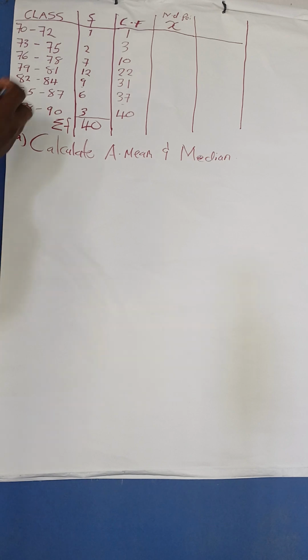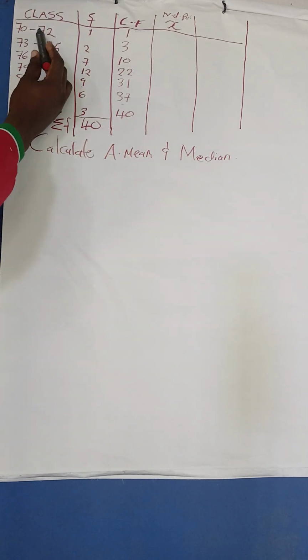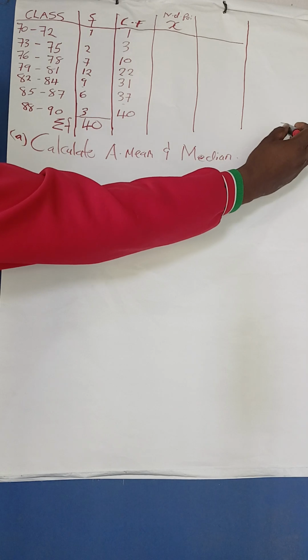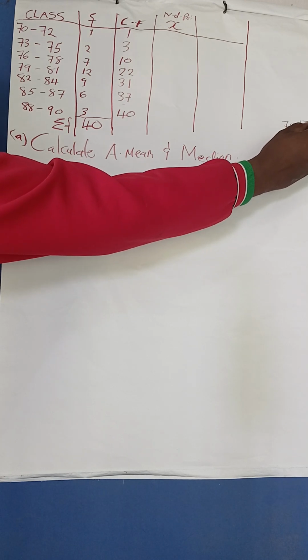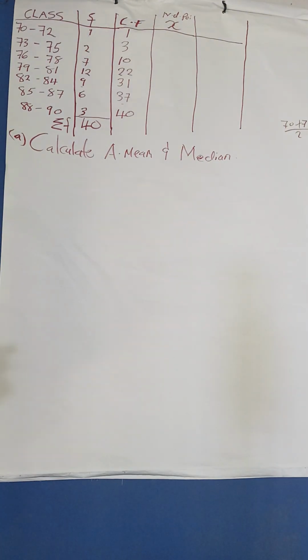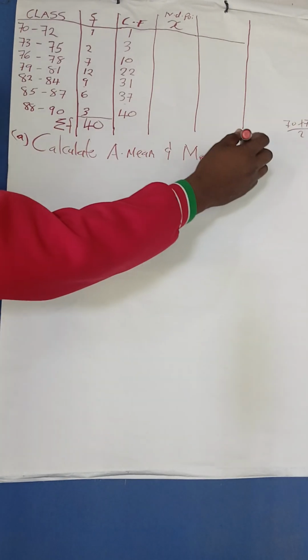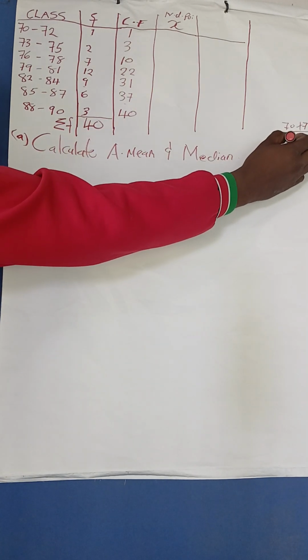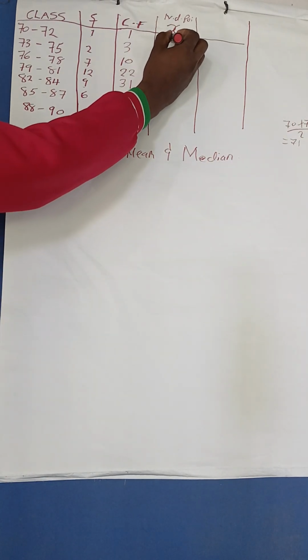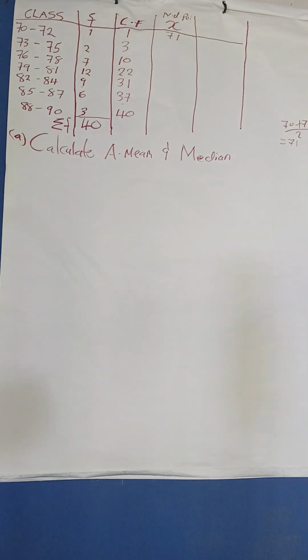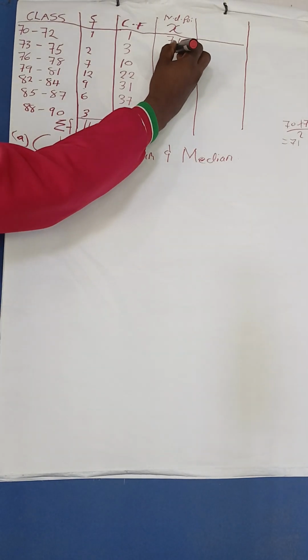For us to get the first X, you add 70 plus 72, then you divide by 2, and you get 71. You come and put it here, 71. That is the midpoint of the class. Then 73 plus 75, you divide by 2, you get 74.